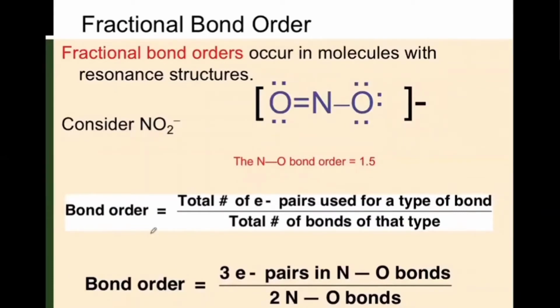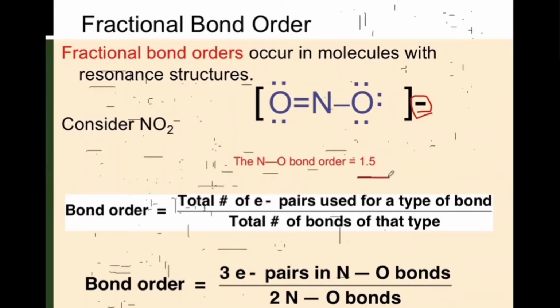Fractional bond order. Fractional bond order occurs in molecules with resonance structures. So here we have NO2 minus. It is a complex ion, shown here by its negative charge. It is an anion. Here we can have a resonance structure. So the double bond can be between this nitrogen and oxygen, or the double bond could be between this nitrogen and oxygen. And so we get some sort of average structure, which causes the bond order to be 1.5.